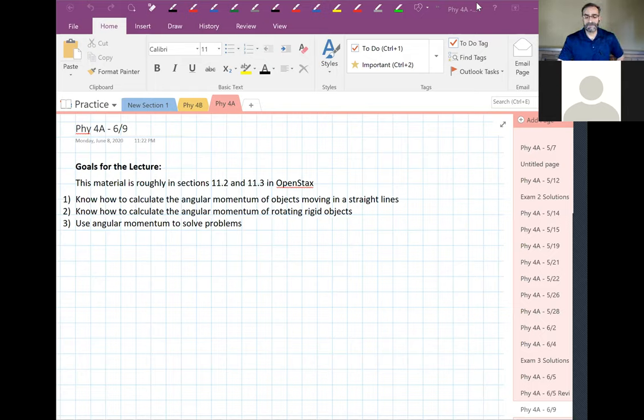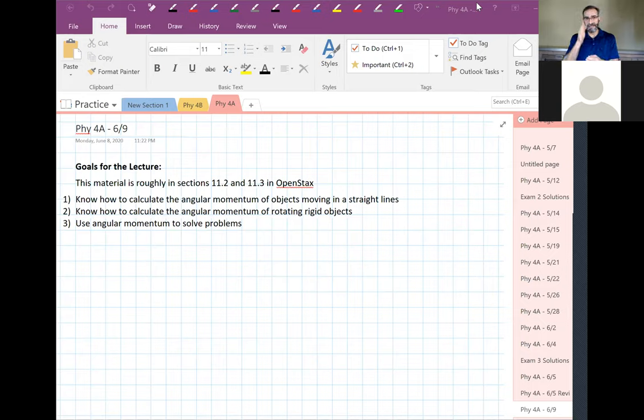All right, good morning. Let's get started. We're in the middle of our angular momentum. We've started to introduce the fact that an object moving in a straight line can have angular momentum if, when it collides with something, it can get that thing to rotate.